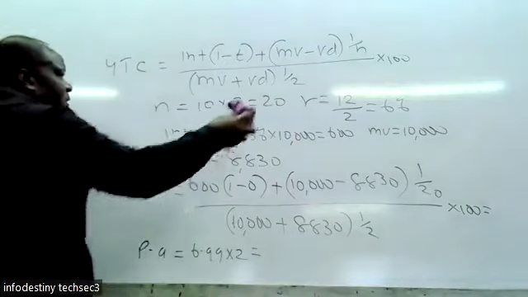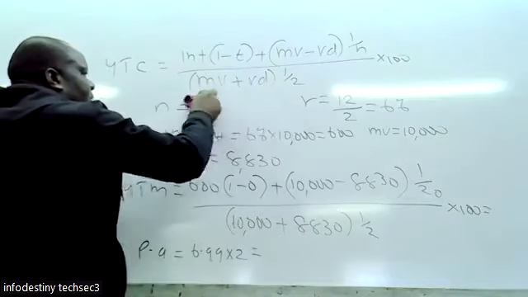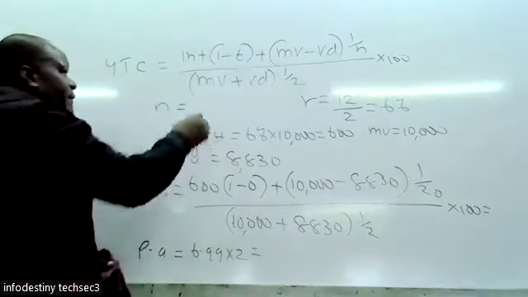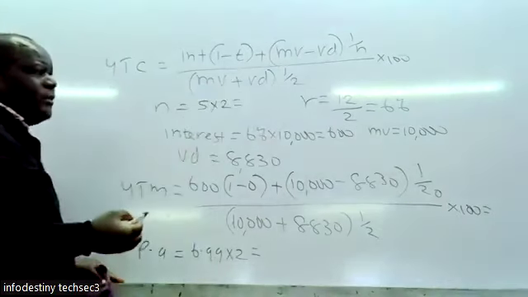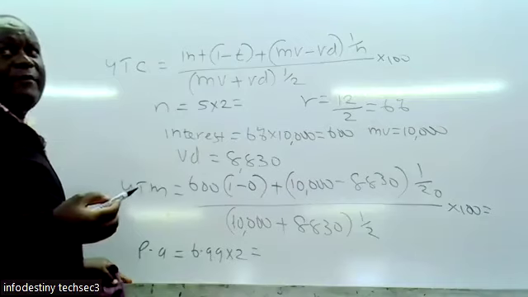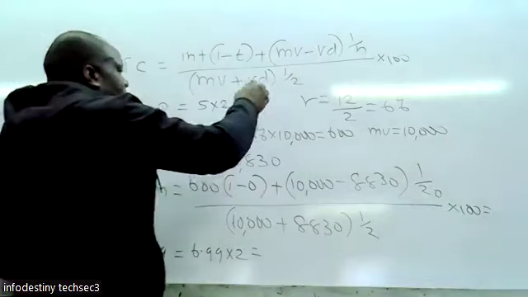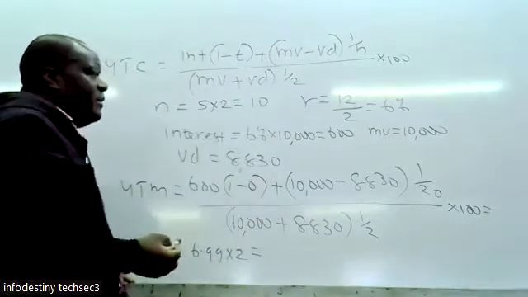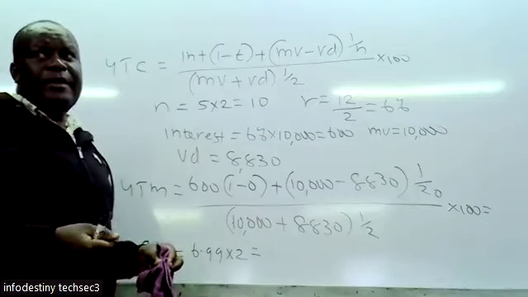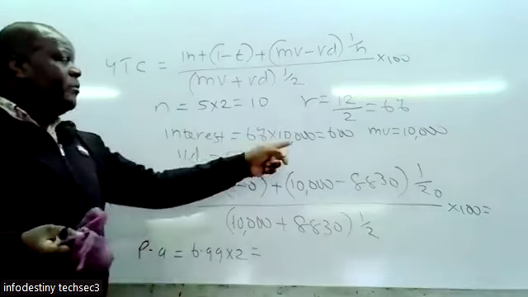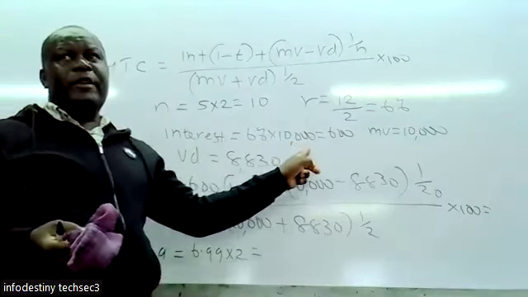What is changing is N. It was callable after how many years? So you take 5, but it was paid semi-annually, so multiply by 2, which is going to be 10. So N will be 10. So interest is not affected because interest is calculated on the par value.